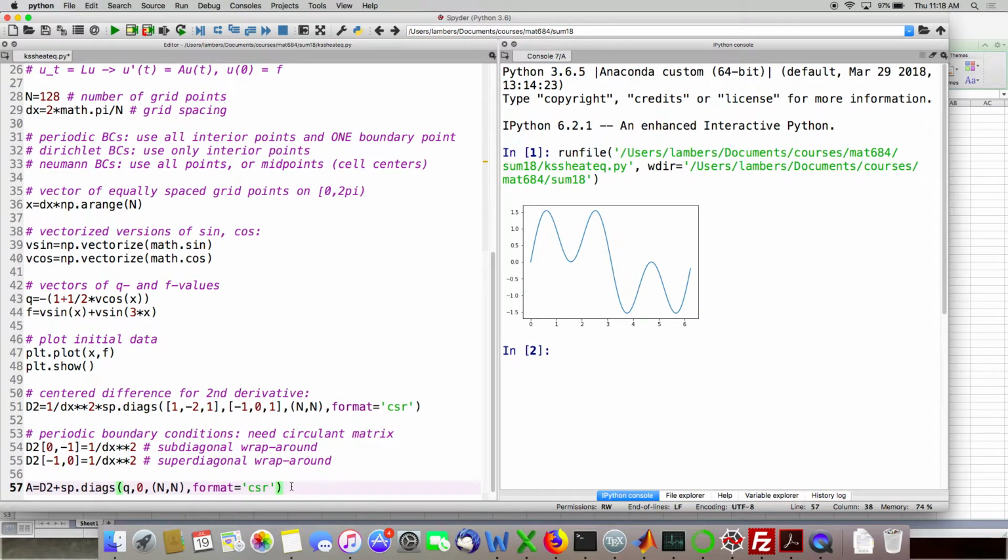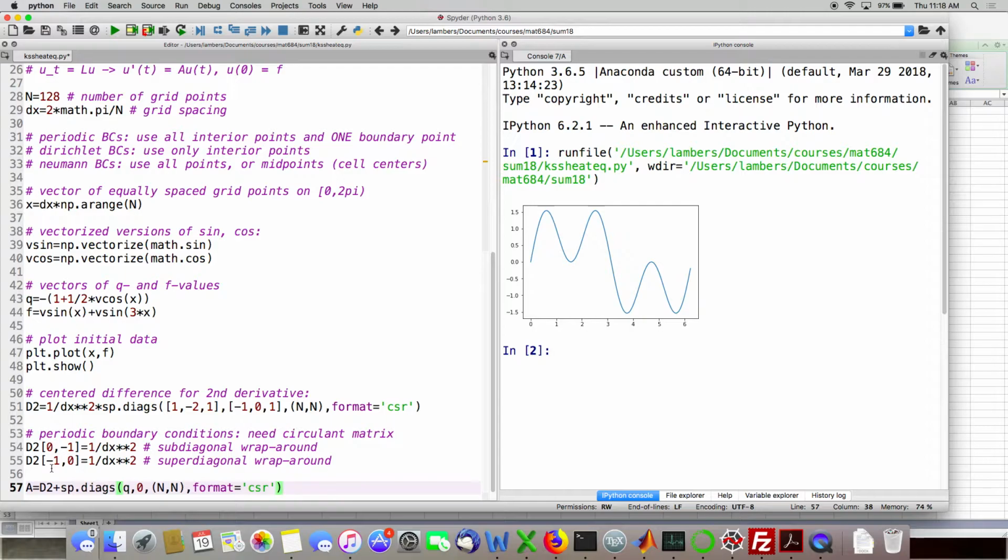So, okay. So now we have our matrix A for our system of ODEs. Are there any questions up to this point as to how we're getting this matrix? Or do we need to scroll up for anything?